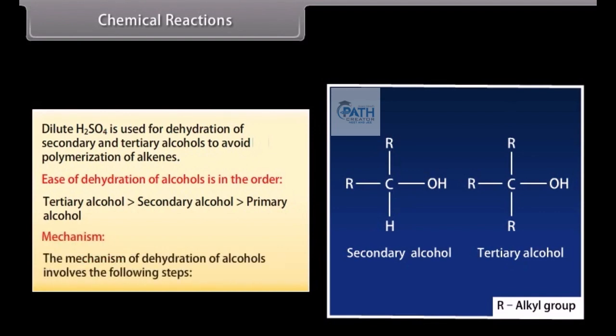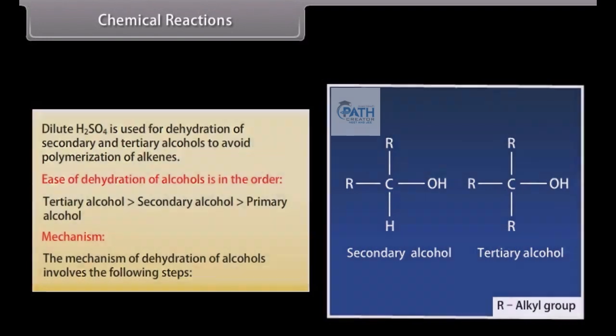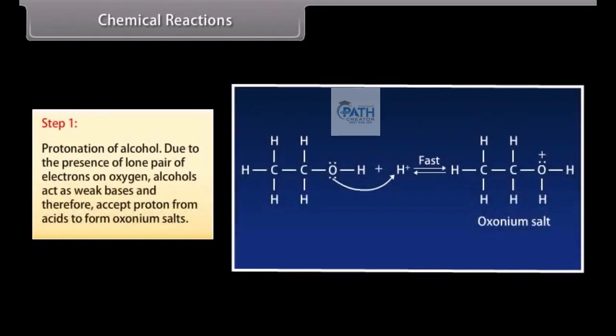Mechanism. The mechanism of dehydration of alcohols involves the following steps. Step 1, protonation of alcohol. Due to the presence of lone pair of electrons on oxygen, alcohols act as weak bases and therefore accept a proton from acids to form oxonium salts.